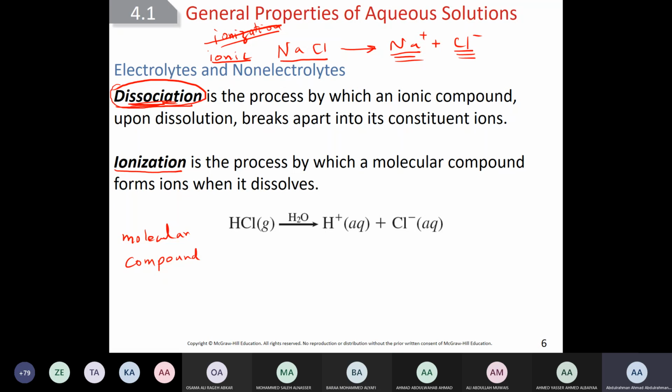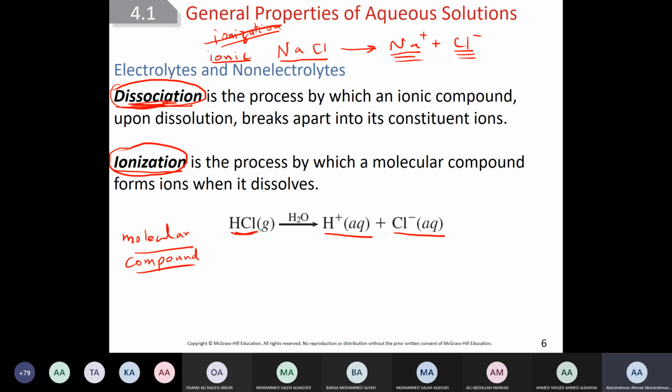Consists of non-metals. Non-metal with non-metal. If you have ionization, some of the compounds like HCl dissolve in water, it was gas, and become H+ and Cl-. This process, we call it ionization for molecular compounds. For ionic compounds, we say dissociation.